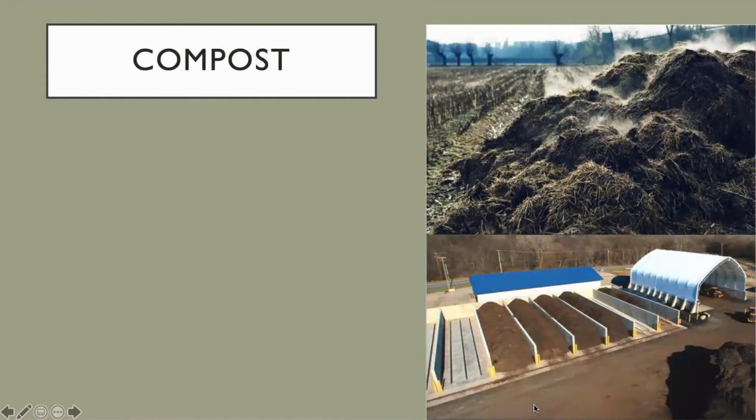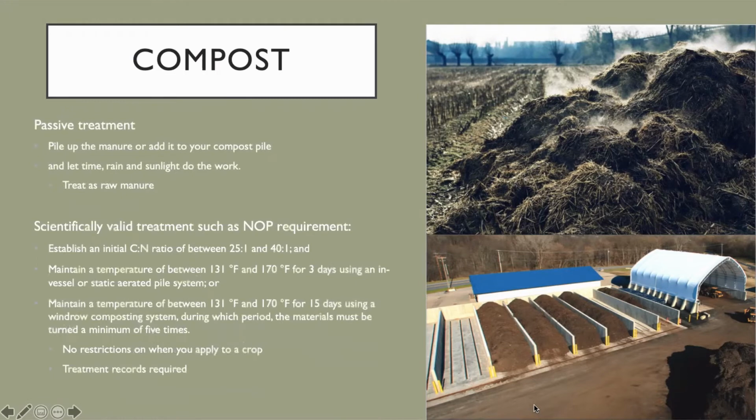For the purposes of food safety, there are 2 categories of compost. Compost that is treated passively, and compost that is treated using a scientifically valid process, such as that required by the National Organic Program requirements. If you use passively treated compost that contains animal manure, you should proceed as if the manure is raw. Scientifically treated compost, on the other hand, may be applied with no restrictions, but you do have to keep records to prove that it's scientifically valid.